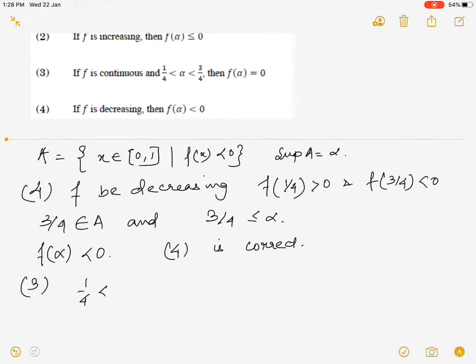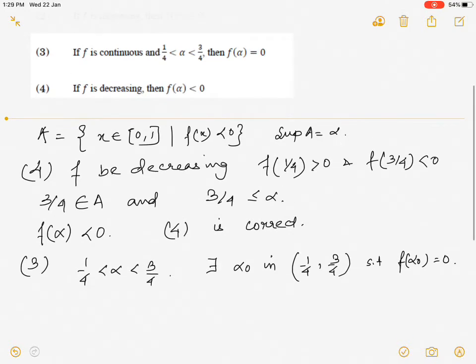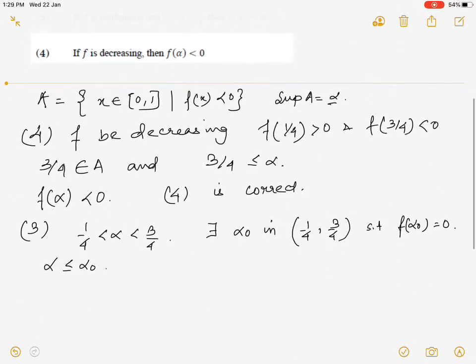For option 3, we are given that f is continuous and 1/4 is less than alpha less than 3/4. Since f is continuous and f(3/4) and f(1/4) have opposite signs, by intermediate value theorem we can say that there exists some point alpha naught in (1/4, 3/4) such that f(alpha naught) is equal to 0. Since alpha is the supremum of A, we must have alpha is less than or equal to alpha naught.